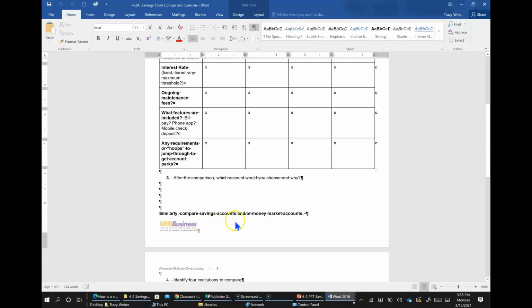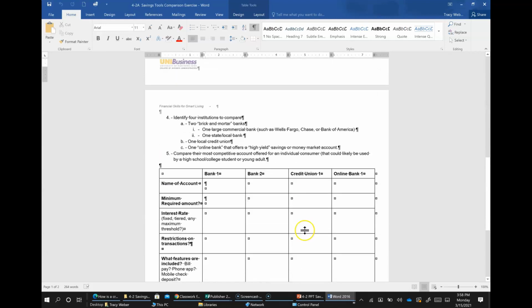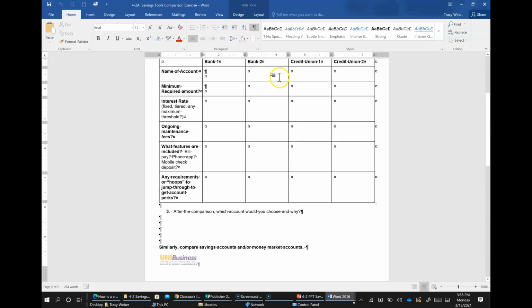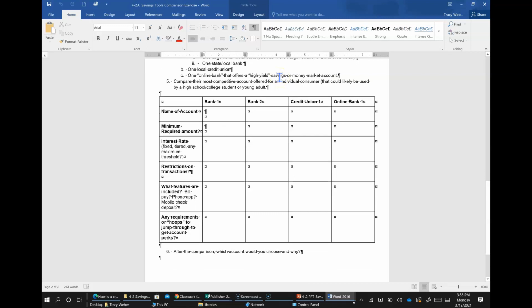Similarly, compare savings accounts and/or money market accounts. So you're going to identify 4 institutions to compare. Pick 2 brick and mortar banks, 1 large commercial bank, and 1 local and state bank. If you want to use the same ones that you used before, that's fine. Then you're going to choose 1 local credit union, and then you're going to choose 1 online bank that offers a high yield savings or money market account.